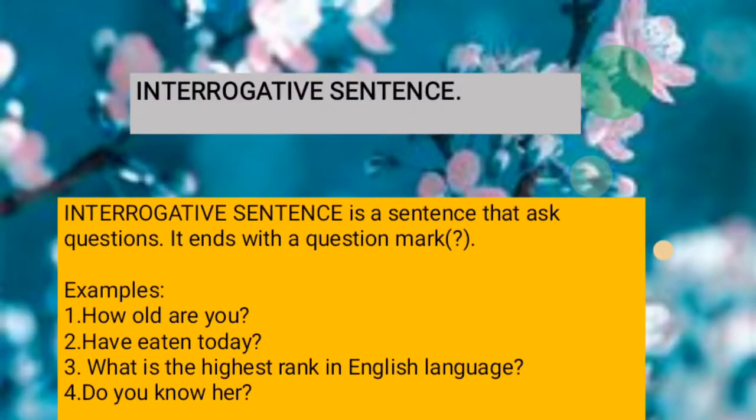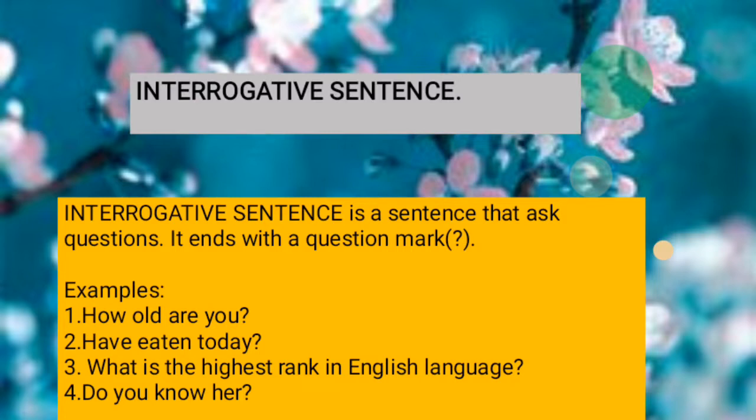Let's take the first one, that's interrogative sentence. An interrogative sentence is a sentence that asks a question, to interrogate, to ask a question. It ends with a question mark. So these sentences normally end with a question mark, meaning they are questioning something. So let's look at examples below.